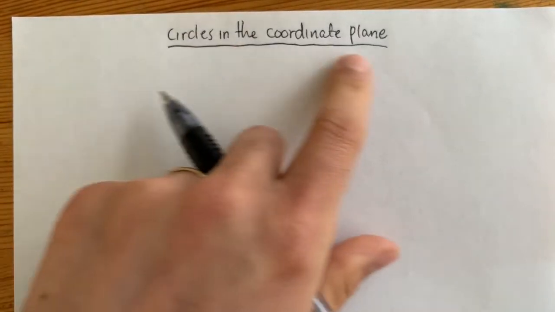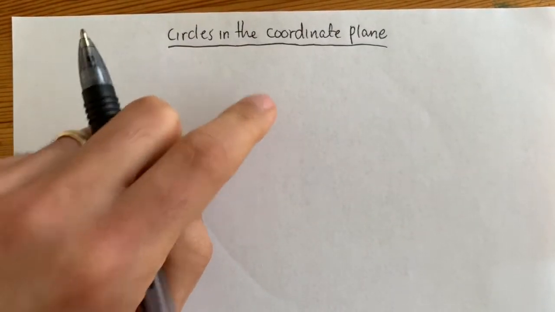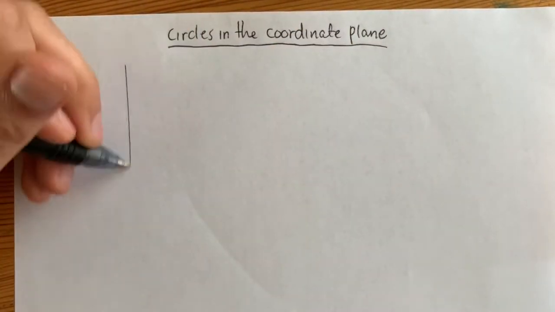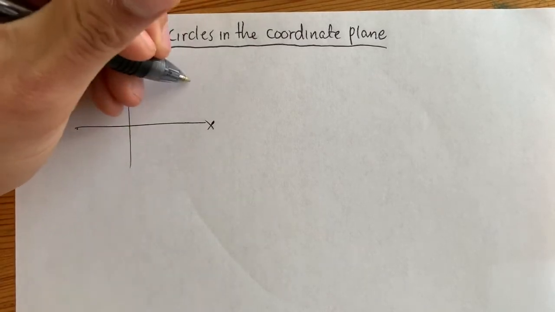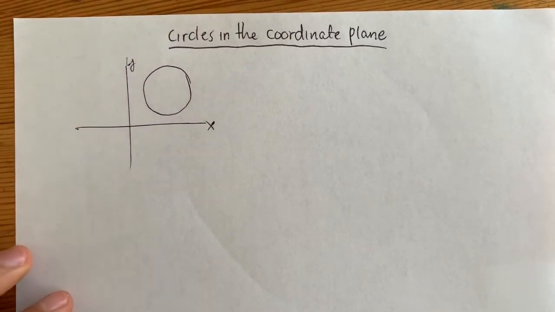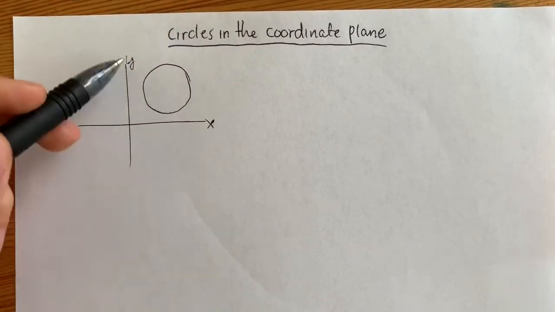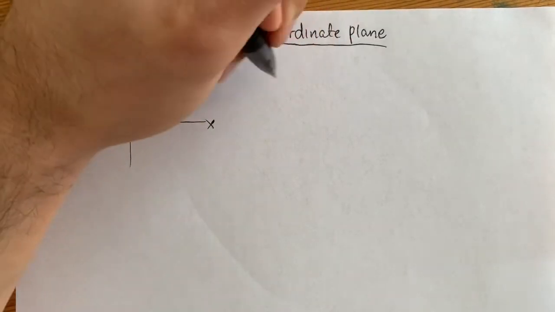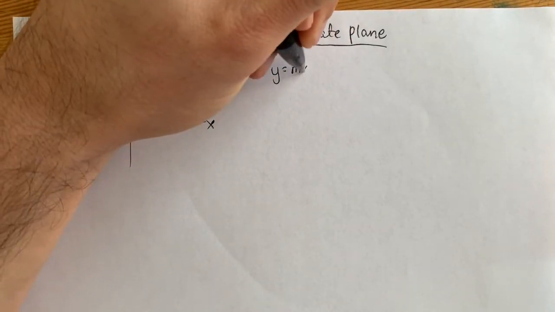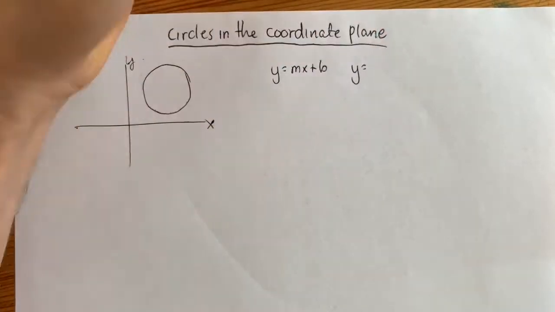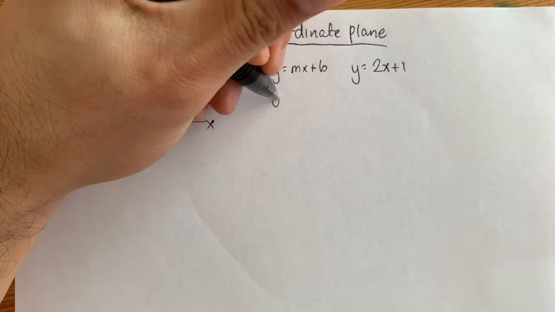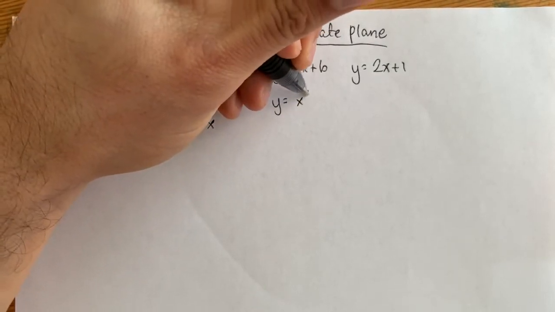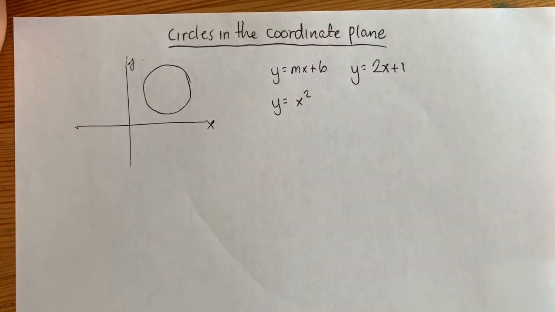All right, so we're going to be working with circles in the coordinate plane. The coordinate plane is like the XY axes, and we're going to be drawing circles in here. Now, normally in an XY plane, we would draw lines, like if you can recall y equals mx plus b, or like 2x plus 1. Maybe parabolas, like y equals x squared. Those are the basic ones.